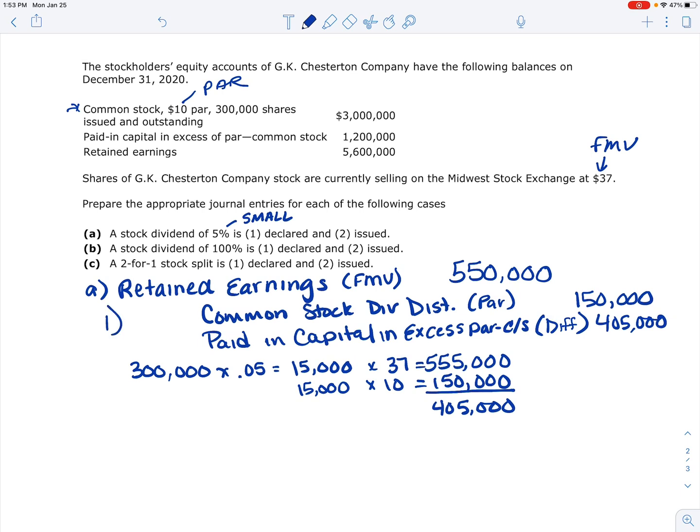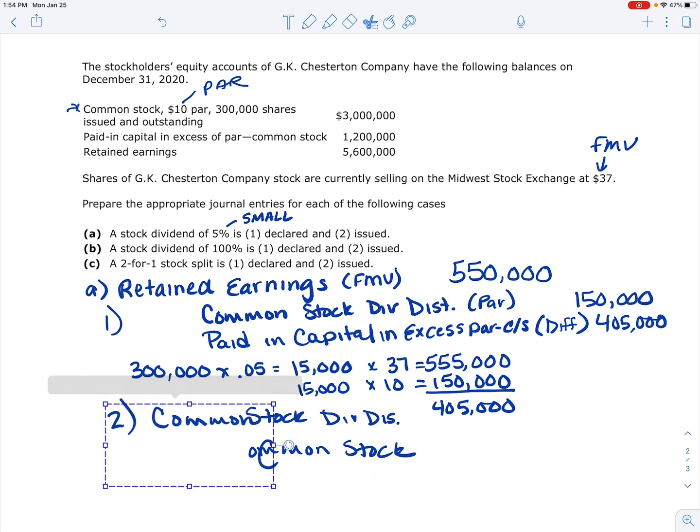The first one is declaring my dividend. The second piece then is to pay or issue that dividend. When I issue that dividend, I'm going to decrease that liability, and I'm going to credit my common stock. And this is for that par value.